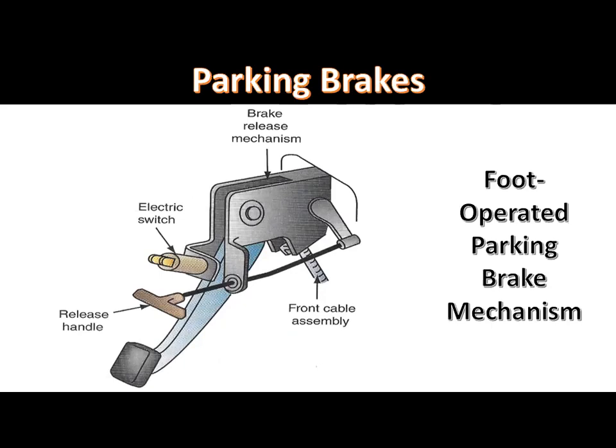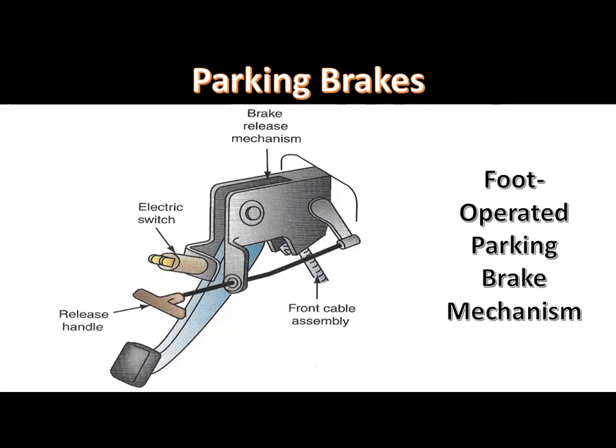Parking brakes are applied by a foot or hand operated lever in the passenger compartment. When the parking brakes are applied, a switch on the parking brake lever turns on the red brake warning light in the instrument panel. A release handle on the parking brake lever is pulled to release the parking brakes.